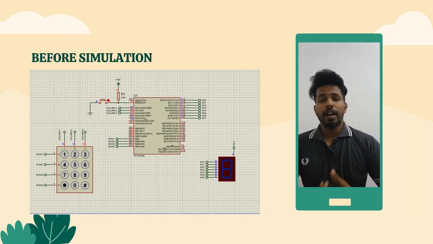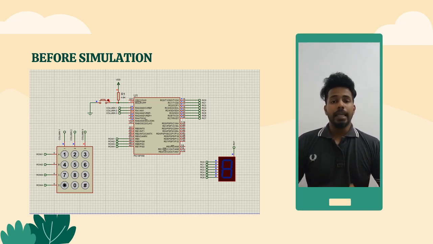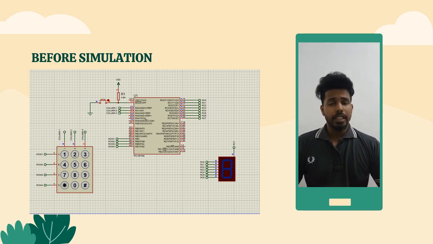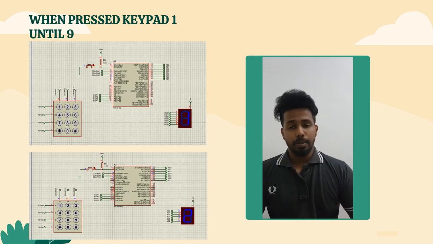Okay, now let's see the before and after simulation of our project. We will walk through the functionality of our circuit. Our circuit features a PIC 18F458 microcontroller interfaced with a keypad and a 7-segment display. The goal is to input numbers from the keypad and display them on the 7-segment display. In the initial simulation, there is no output on the 7-segment display because there is no input from the keypad. Let's see the after-simulation process.